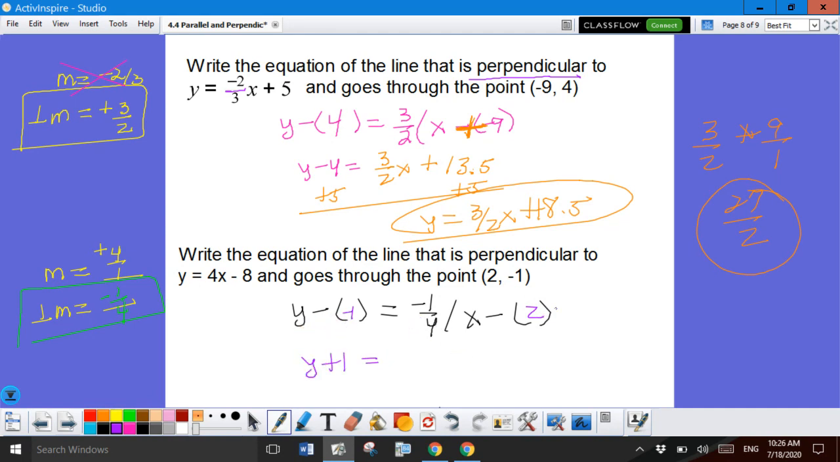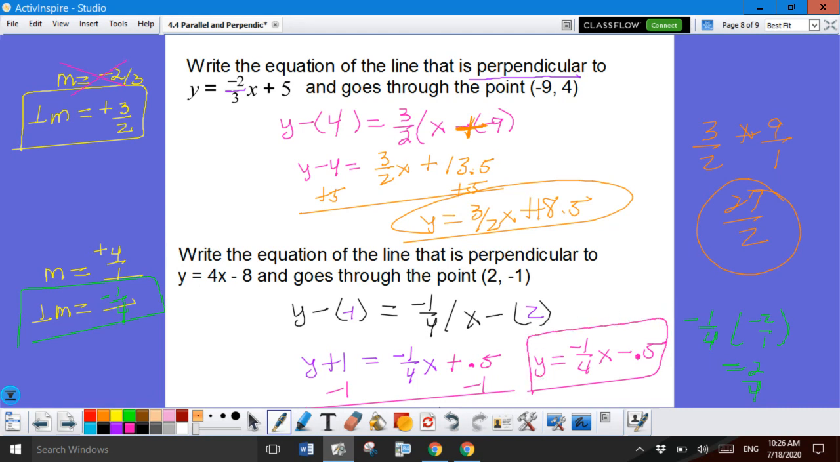This one I don't have to distribute anything. So -1/4 x, negative is positive. So let's think about what this is. -1/4 times -2/1 gives me 2/4. And that is actually a 0.5. Now I'm subtracting 1. So y equals -1/4 x minus 0.5. And I am finished.